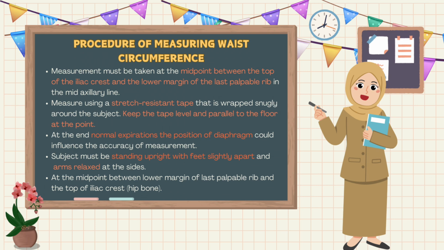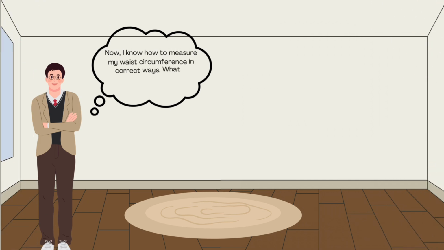Third, measure at the end of normal expiration, as the position of the diaphragm could influence the accuracy of the measurement. Fourth, the subject must be standing upright with feet slightly apart and arms relaxed at the sides. Lastly, measure at the midpoint between the lower margin of the last palpable rib and the top of the iliac crest, the hip bone. Now, I know how to measure my waist circumference in correct ways.